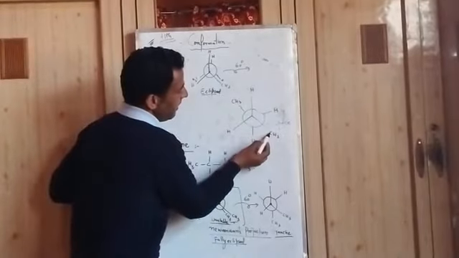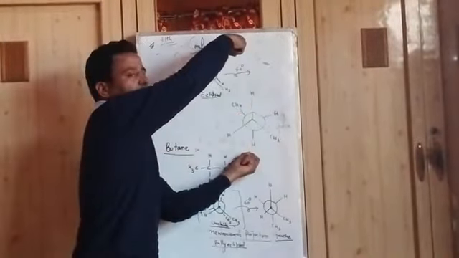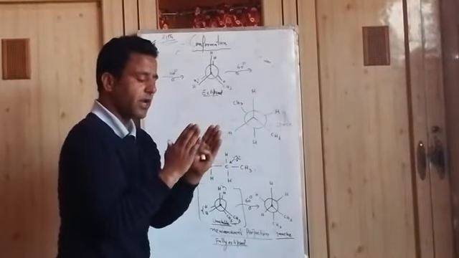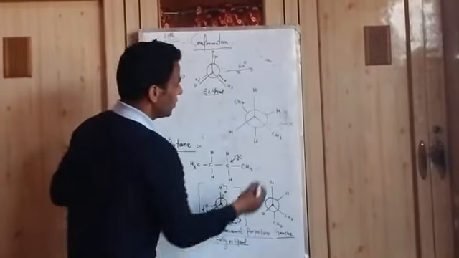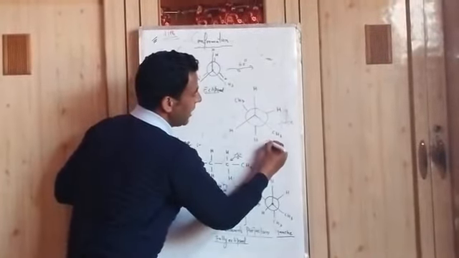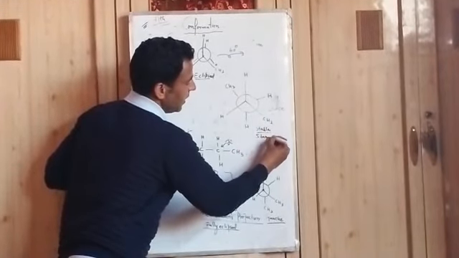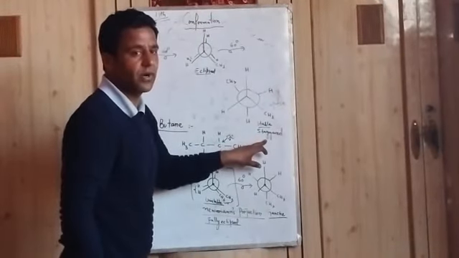What happens here? Methyl and methyl are opposite to each other. Hydrogen and hydrogen are opposite to each other. Hydrogen and hydrogen are opposite to each other. It means the interaction between the groups is very, very low. So this is a very stable form, and this is called the staggered form.